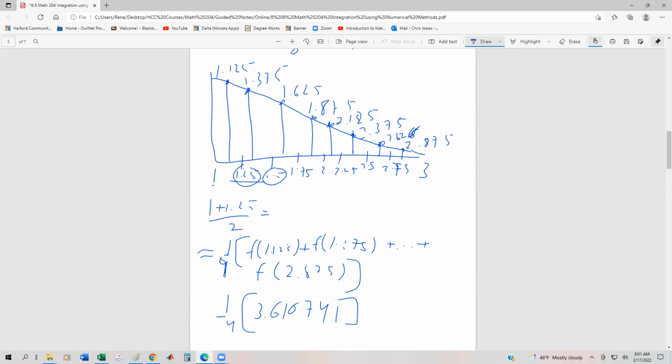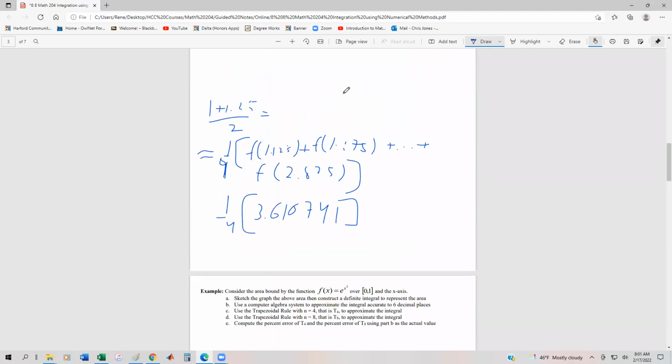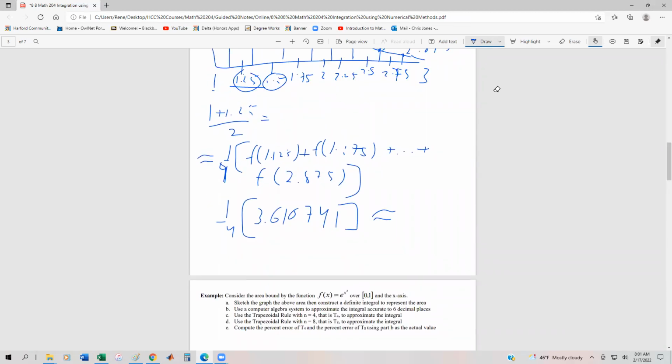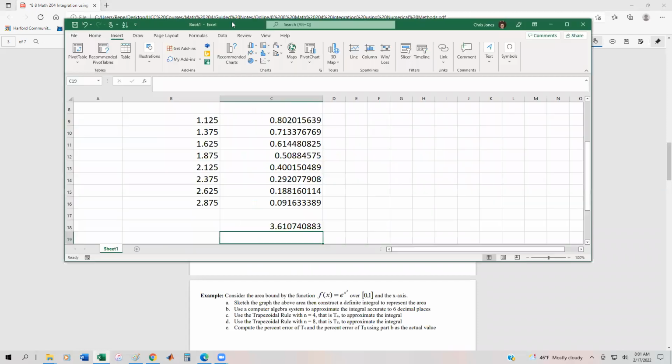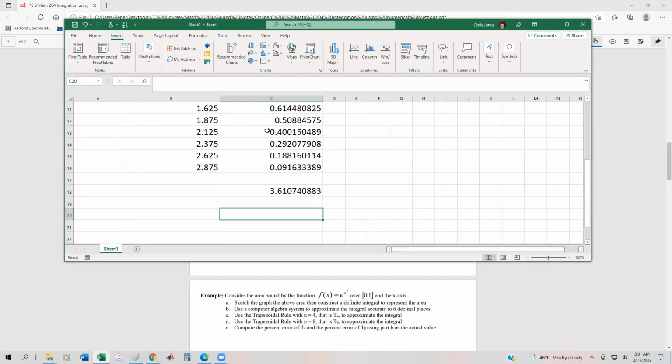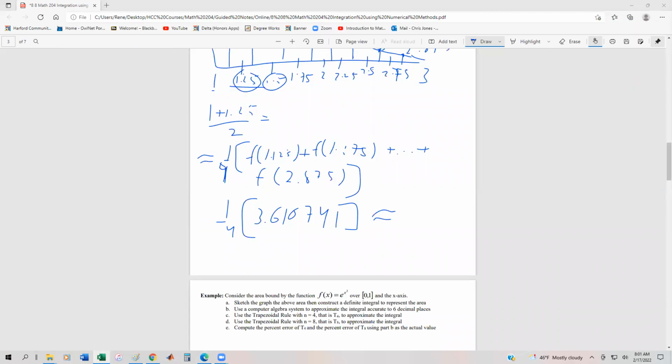Okay, and if I approximate that finally, I'm just going to go into Excel and take a quarter of that. So that's going to be equal to 0.25 times, I think it's C18, which is our cell right here. And it gets us 0.902685.